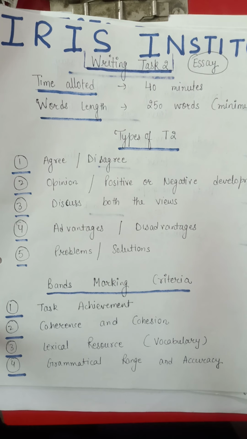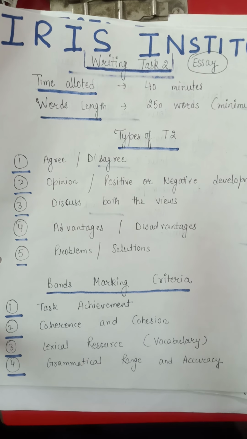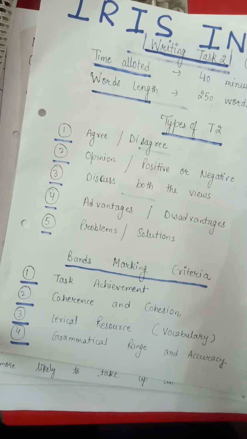So that are required. And the fourth one is grammatical range and accuracy. Whether you have written complex, compound sentences or have you written only simple sentences. So this is going to be checked, and whether your grammar is correct or not. Whether you are writing is or were or was according to the question. These are the criteria which are followed by examiners. You need to be very, very clear with your band marking criteria.